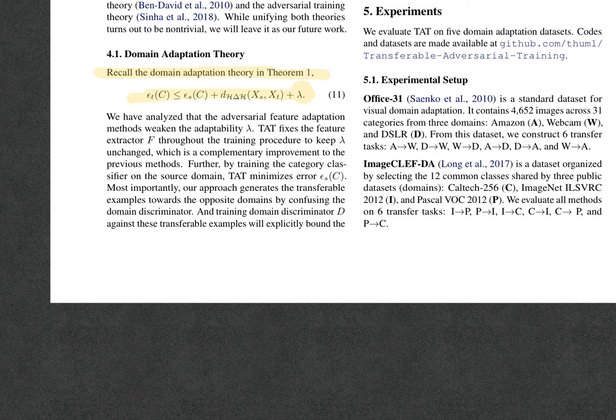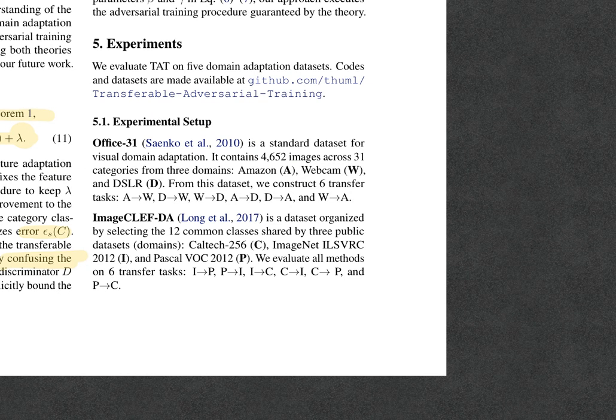And the other thing is that by training the category classifier on the source domain, TAT minimizes the error on the source domain. The other thing to note is that the examples that they built, based on the descriptions that we presented earlier, are going to be pushing the decision boundaries away from the data points. Why? Because it's going to help confuse the discriminator. That is the incentive for pushing the decision boundaries away from the data points. It is worth noting that their code is available at this link here.